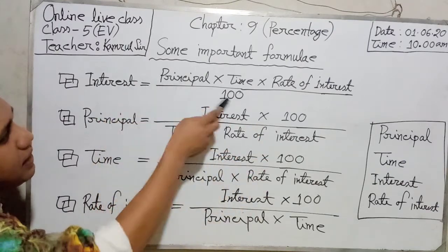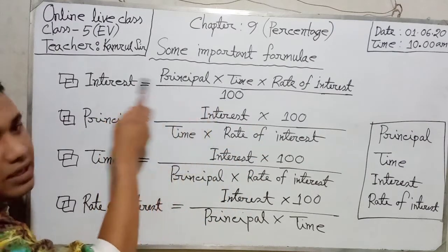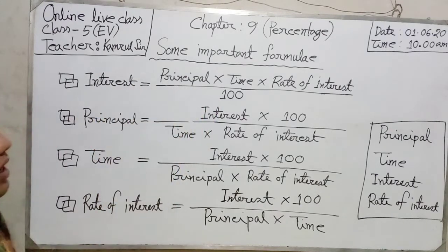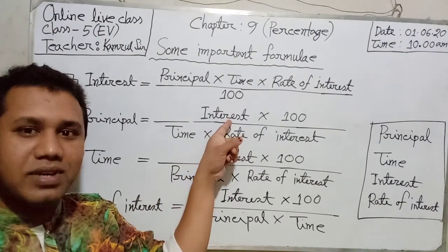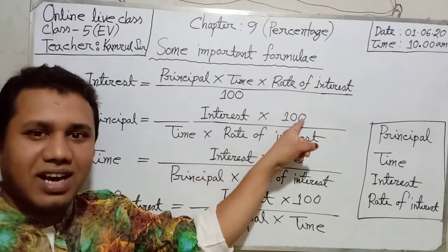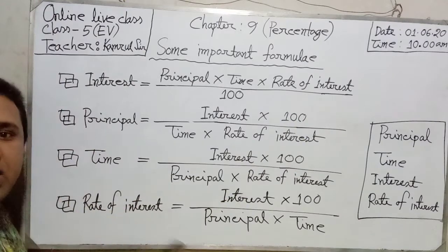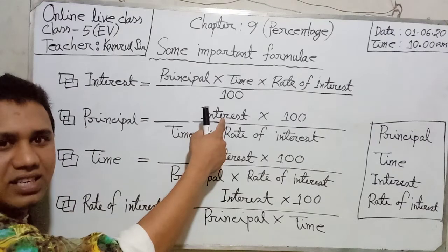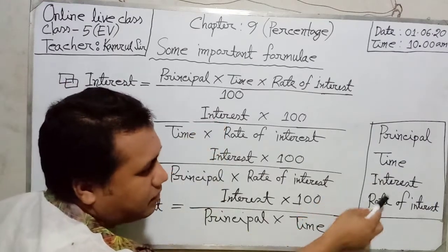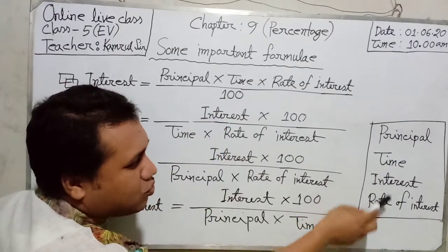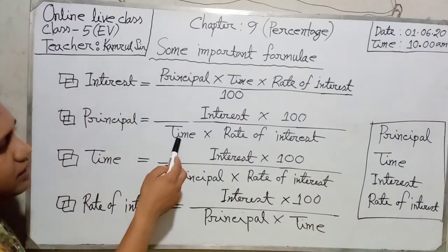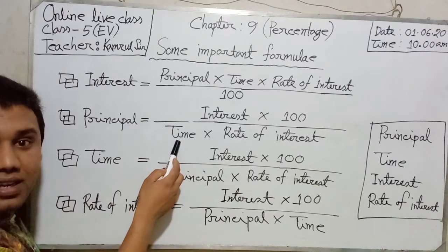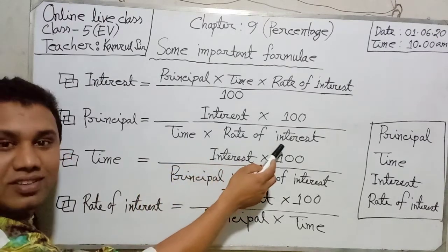Now if we multiply this one, then interest and 100 will be multiplied. Clear? Interest and 100. Now look, I have written interest into 100. And what is remaining? Look, I have already written principal and interest, so time and rate of interest, these two are remaining. So now write time into rate of interest. Look, I have written time into rate of interest.